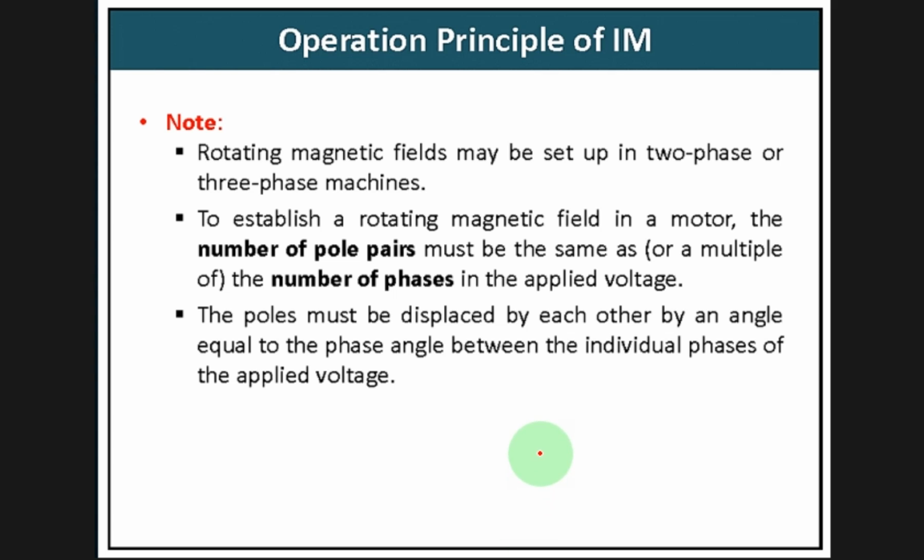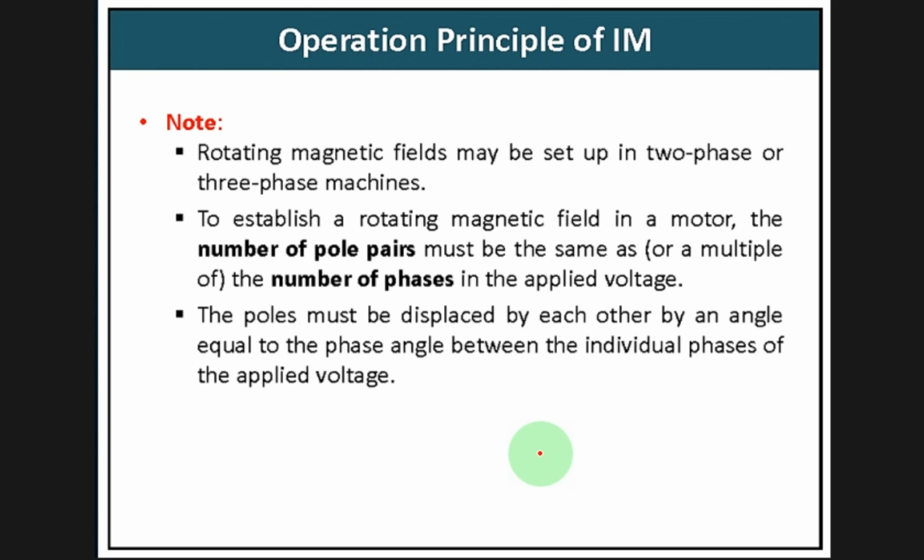This rotating magnetic field might be a new concept for you. It can be generated in two-phase or three-phase machines. To establish a rotating magnetic field in a motor, the number of pole pairs must be the same as, or a multiple of, the number of phases in the applied voltage.